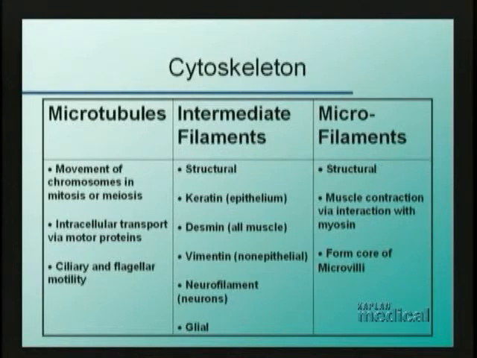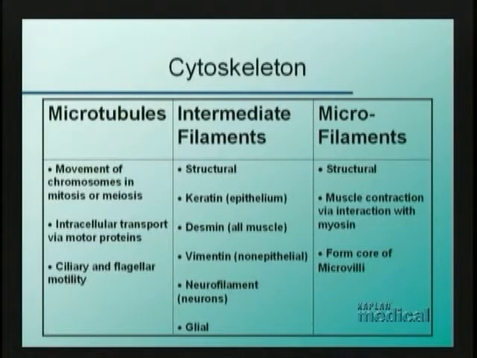Next, let's turn our attention to the non-membrane bound organelles of a typical eukaryotic cell. And these elements comprise the cytoskeleton. And like many things in cytology, the cytoskeletal elements come in threes. Basically they are microtubules, which are the largest and most easily visualized of the cytoskeletal elements. Intermediate filaments are next in size, and finally the smallest of the cytoskeletal elements are known as microfilaments.